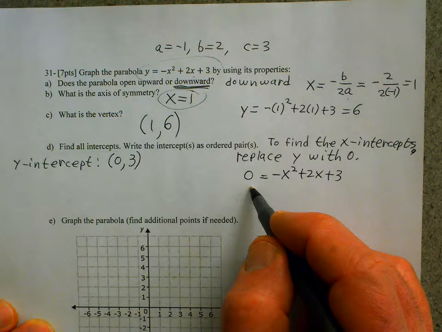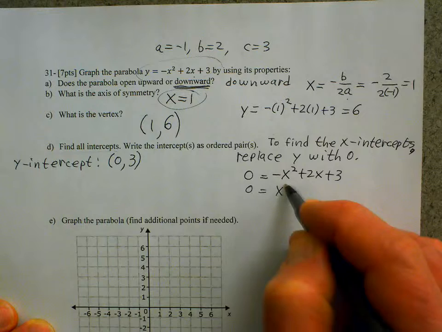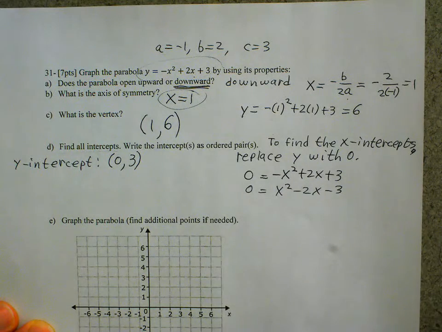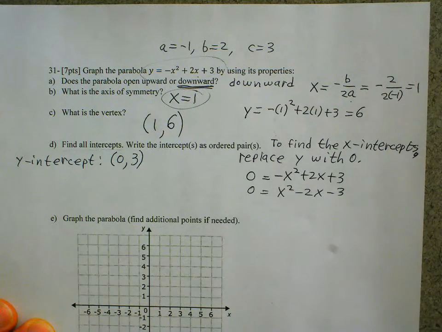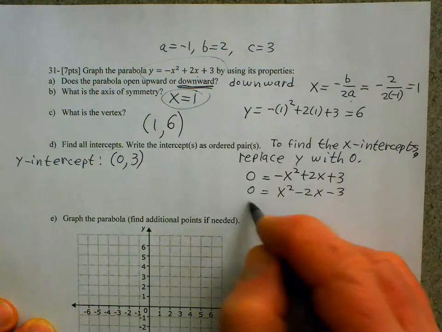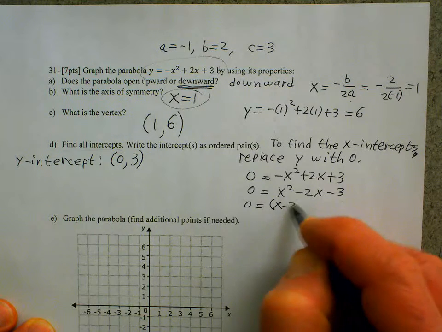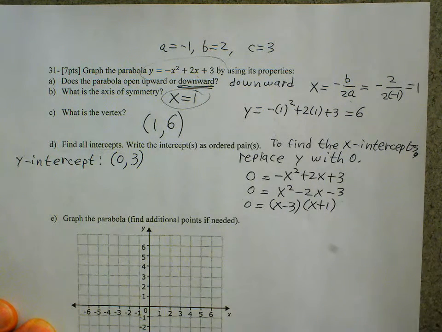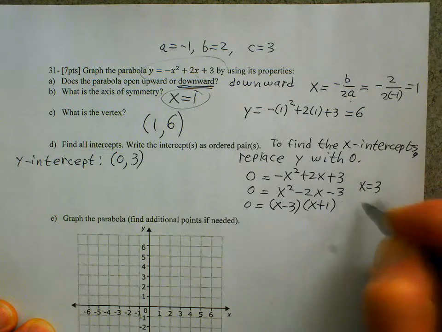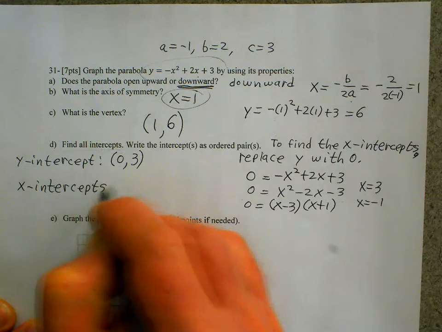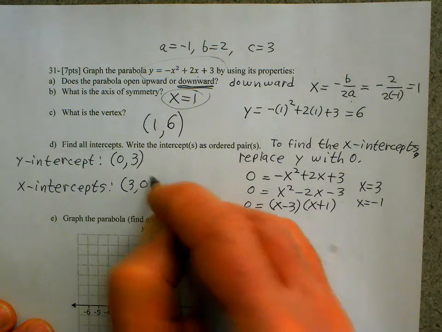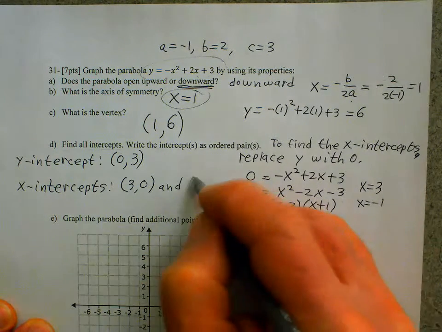So 0 divided by negative 1 is 0, and the right-hand side is x squared minus 2x minus 3. In my mind, it's easier to factor x squared minus 2x minus 3 than negative x squared plus 2x plus 3. So we can solve this equation by factoring. One factor is x minus 3, the other one is x plus 1. The solutions are positive 3 and negative 1. So the x-intercepts, written as ordered pairs, are 3, 0 and negative 1, 0.